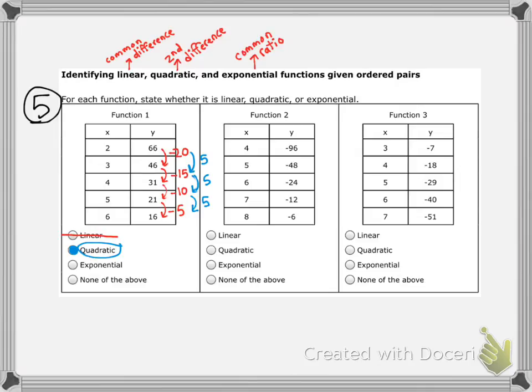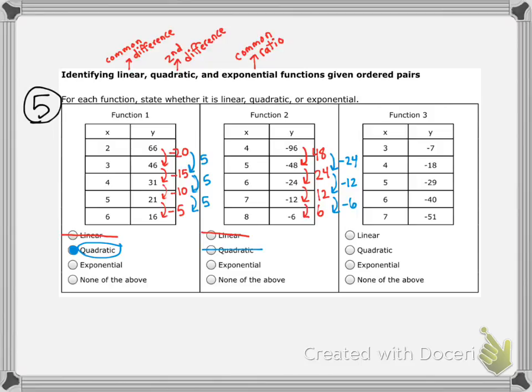We're going to start by checking to see if it's linear by subtracting the function values for y. If we subtract -48 and -96, we can see that it's going up by 48. The next two values go up by 24, the next by 12, and the next by 6. Since those numbers are not all the same, this is not linear. Now we're going to try and see if it has a common second difference. We subtract 48 and 24, and we subtract 24 and 12, and we subtract 12 and 6, and we can see that those numbers are not the same. So this is not quadratic.